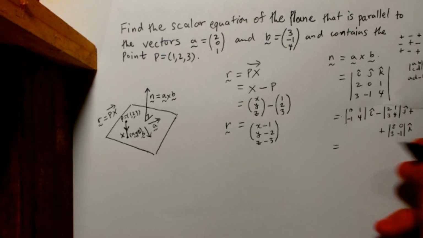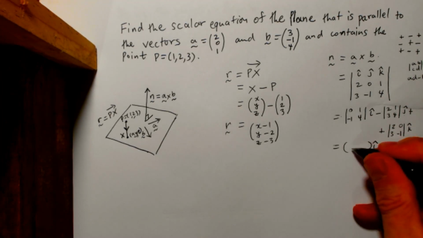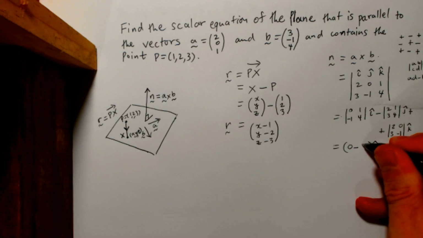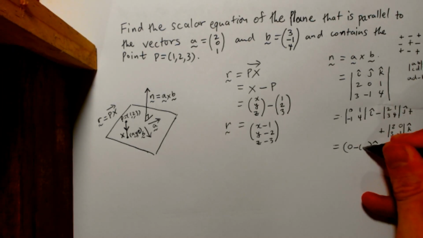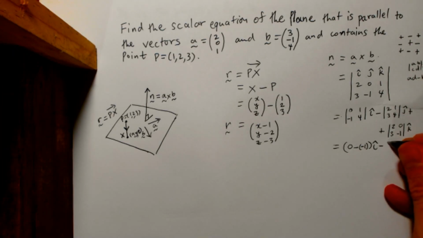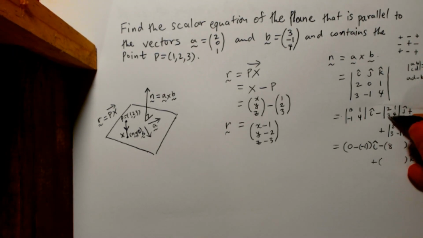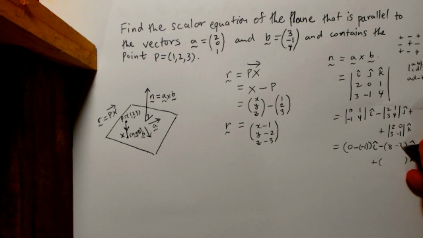0 times 4 is 0, but I'll put a bracket around this because I don't want to forget the i hat. So we've got 0, and then minus, the product of minus 1 and 1 is minus 1. Okay, next, minus brackets j hat, and then plus brackets k hat. So this determinant is 2 times 4 is 8, minus 3.